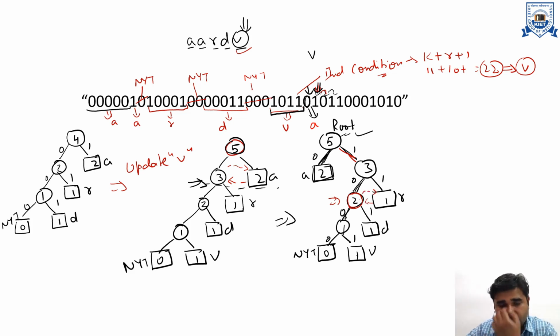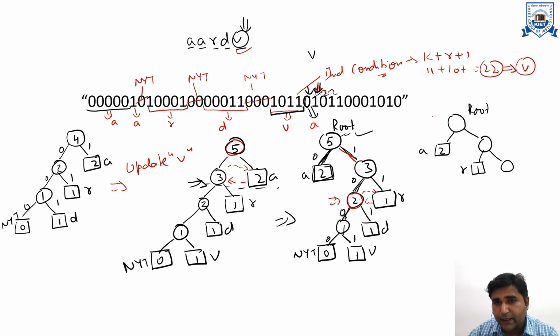So what we have to do is just update our tree again. So this will be our updated tree once again. This is root. Okay, then there will be node A having weight 2, then there is an intermediate node, and this node R will be joined on the left hand side with weight 1, and this will be joined on the right hand side.